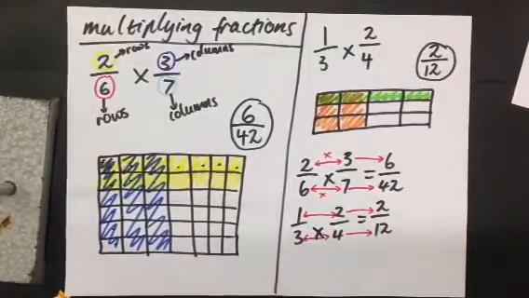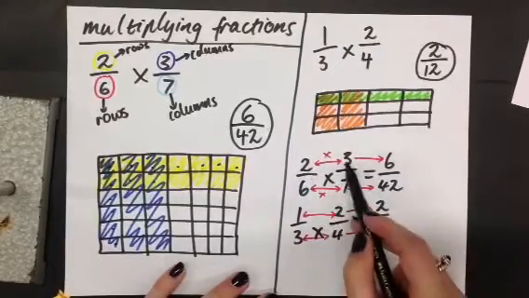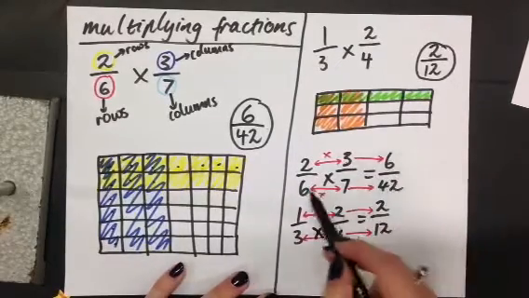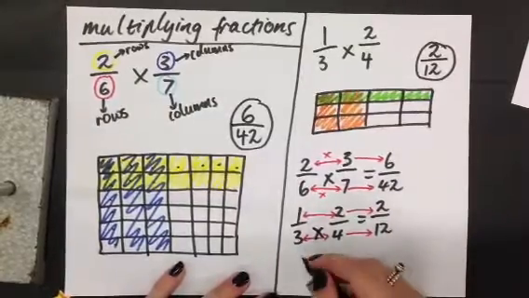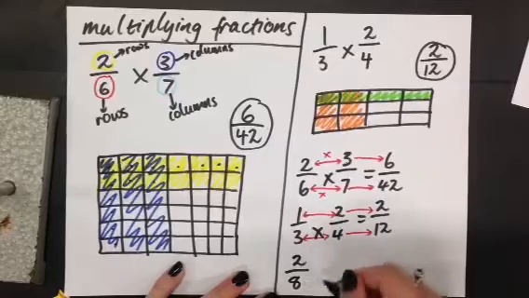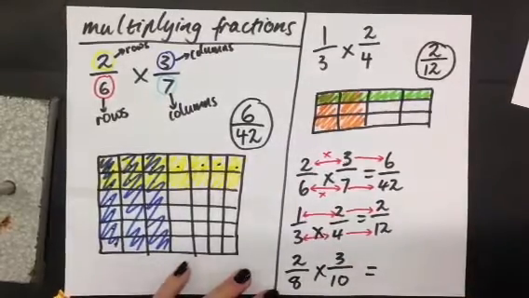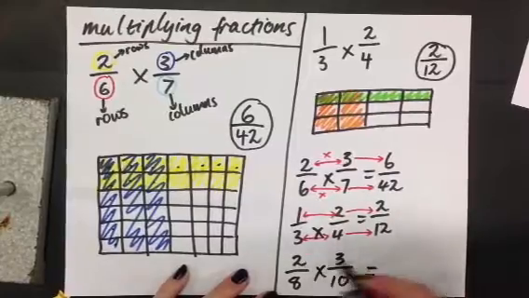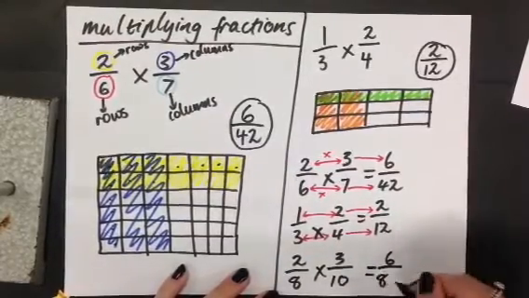So, when we multiply fractions, we simply multiply the numerators, or the top numbers, together and express them over the denominators multiplied together. So if I had 2/8 times 3/10, 2 times 3 is 6, over 8 times 10 is 80.